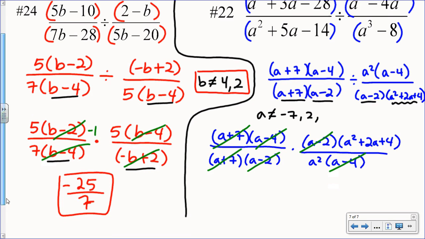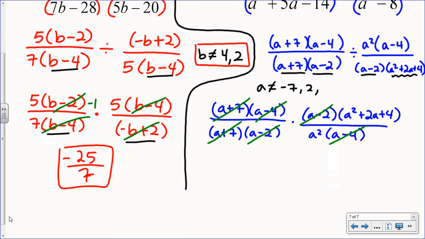Do all your canceling. Finish your disclaimer. Zero. And 4. Then your last step is to multiply. Well, I'm only left with this on top and my a squared on bottom.